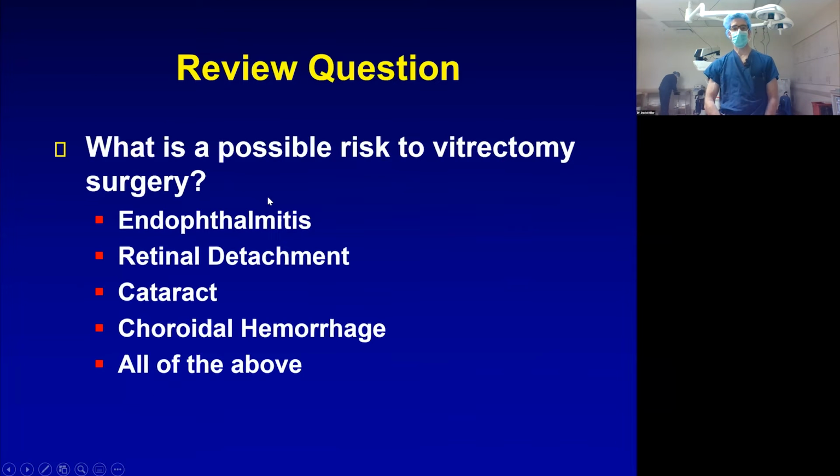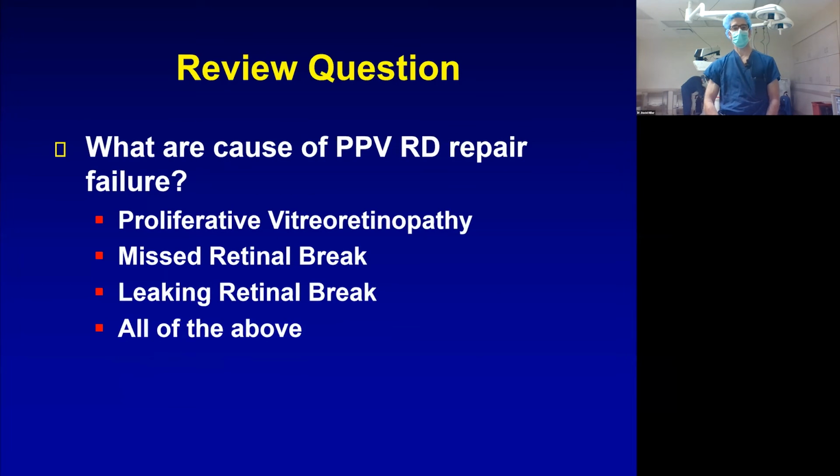So the possible risks of vitrectomy, the audience was very good with this. Basically all of those are possible risks of vitrectomy surgery, all of the above. So what are the causes of a failure for vitrectomy RD repair? Number 1, missed retinal break. Number 2, proliferative vitreoretinopathy, or number 3, a leaking retinal break. All of the above are possible, but missed retinal break is number 1.